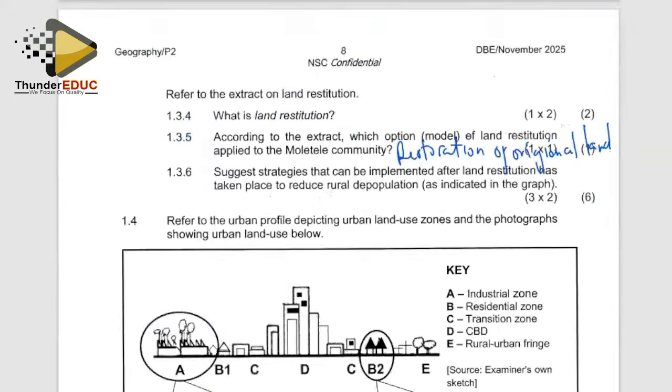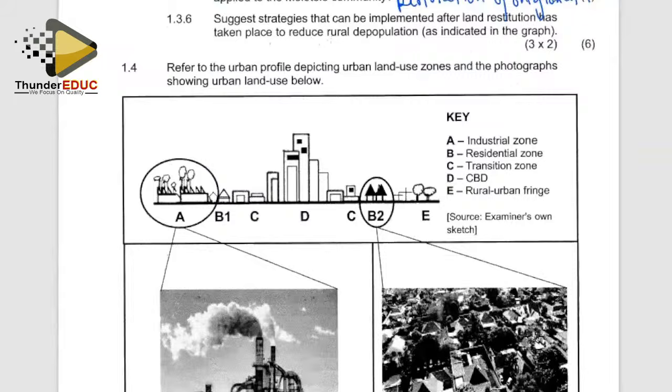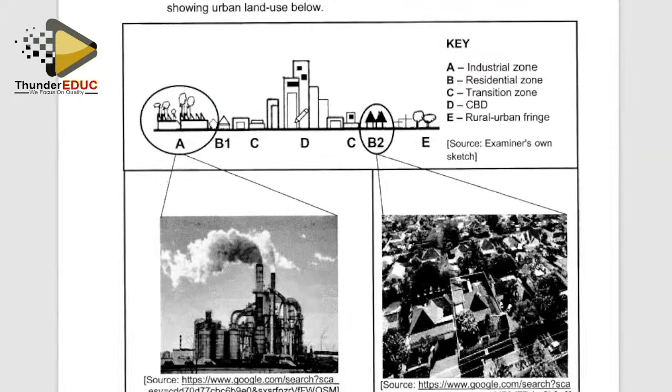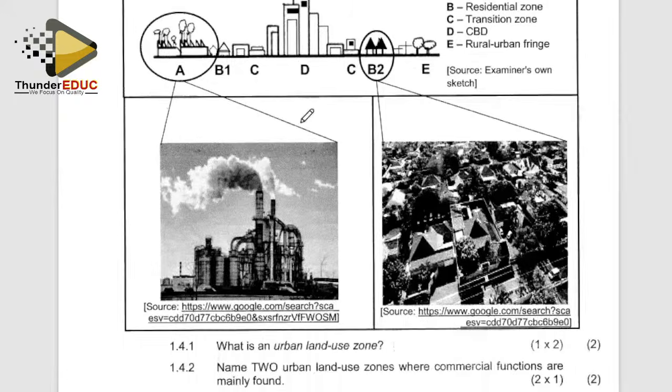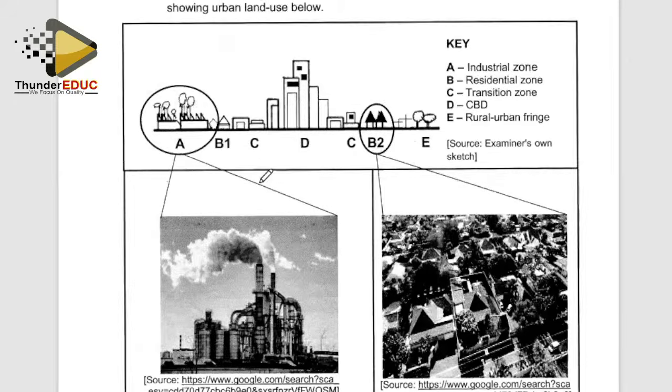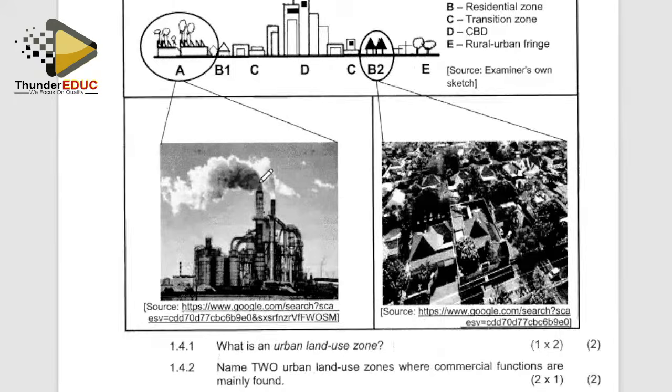Let's move on and look at the next question. We're moving on to question number 1.4. Refer to the urban profile depicting urban land use zones and photographs showing urban land use below. That is the urban profile. We can see that from the tallest building at D, the height of the buildings are declining as we go to the outskirts, where there's the rural urban fringe at E, and B is showing us that that is a high income area. Then we also look at the left-hand side. We see from the CBD, the buildings are declining, going downwards until we get to the heavy industries at A, at the end there. But let's try to use that urban profile to answer the questions.